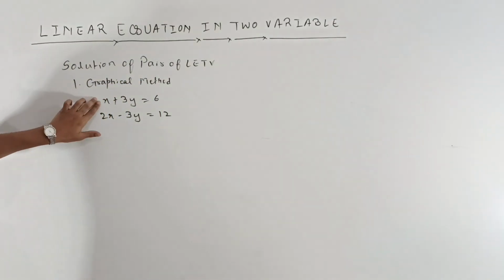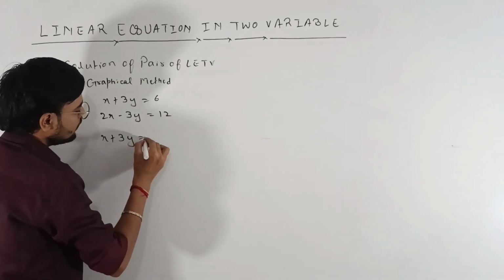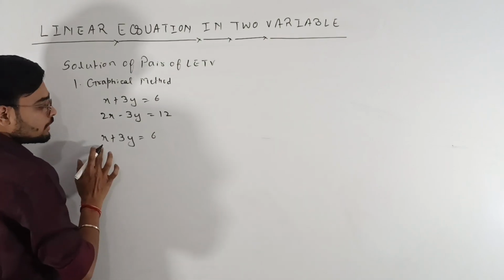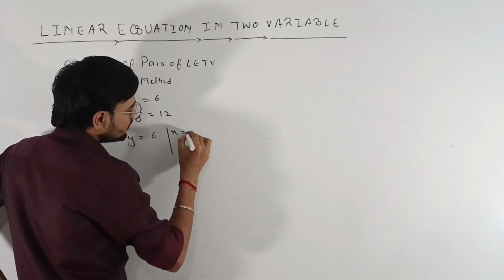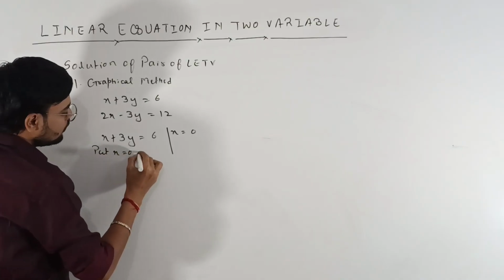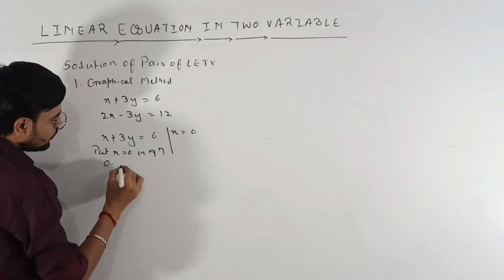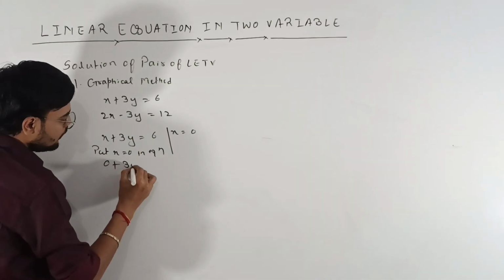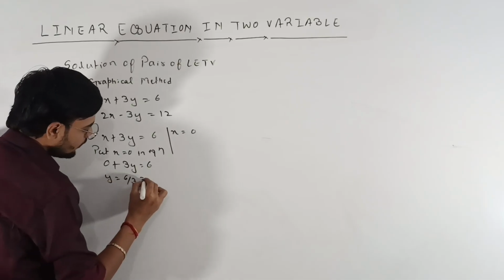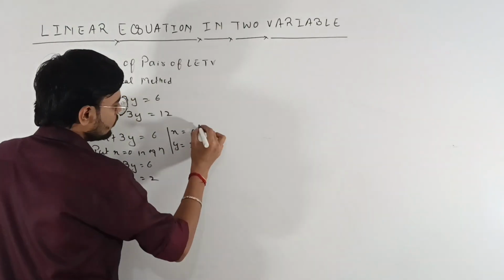First we consider this equation x plus 3y is equal to 6. Understood? Now first step I assume x is equal to 0. Then I put x is equal to 0 in this equation. Now when x equal to 0, this means 0 plus 3y is equal to 6. Then y is equal to 6 upon 3, that is 2. Okay, y is 2. When x is 0, then y is 2.